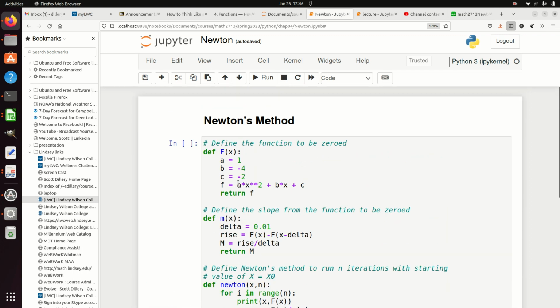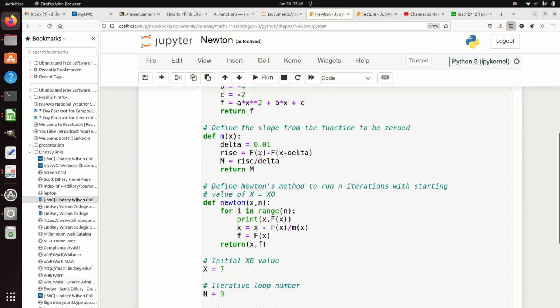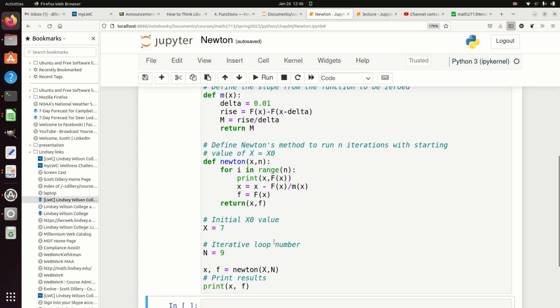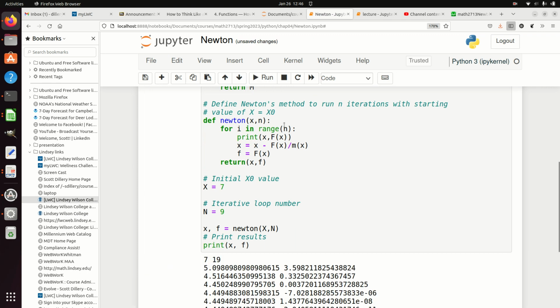Again, I define the function, I determine the slope at a point nearby any x, and here I just iterate through. I start at my original x value that I give it, 7, and I say, well, go through this 9 times and see how we're doing, and then return the value. But I print it out each time just so we can see the progress, and then I print it out at the end. So I'll click here and run.